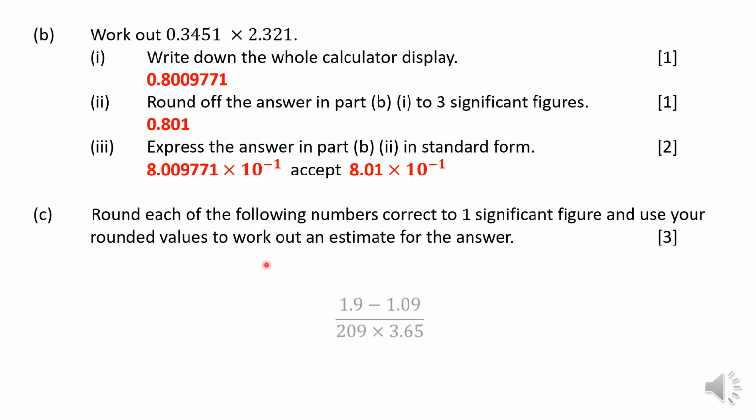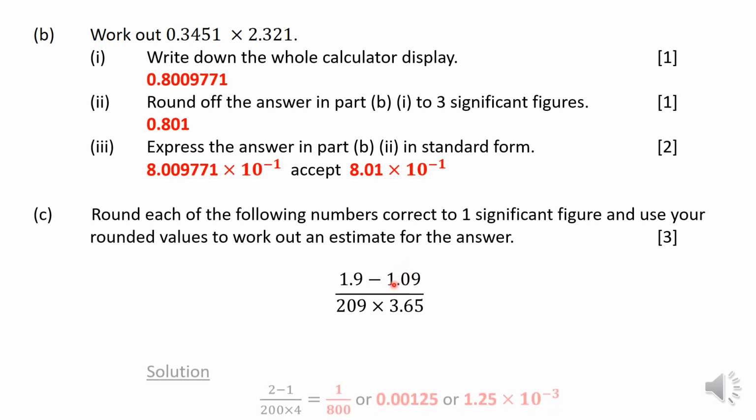Then you have a question here. You're supposed to round each one of the numbers to one significant figure. So I suggest that you look at it closely for 3 marks. 1.9 becomes 2. 1.09, that's the first significant figure. The tens cannot really affect that, so that's going to be a 1.